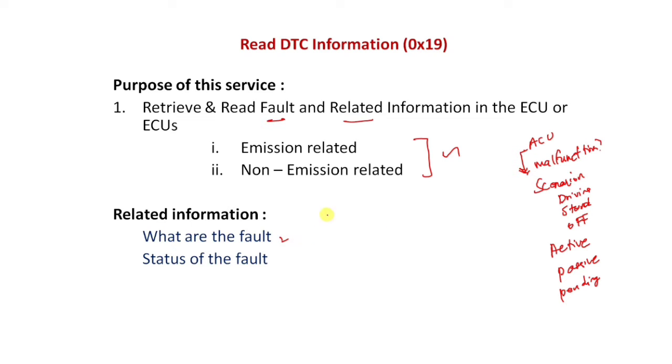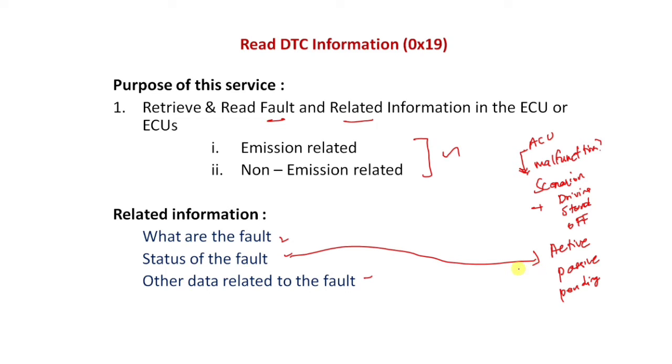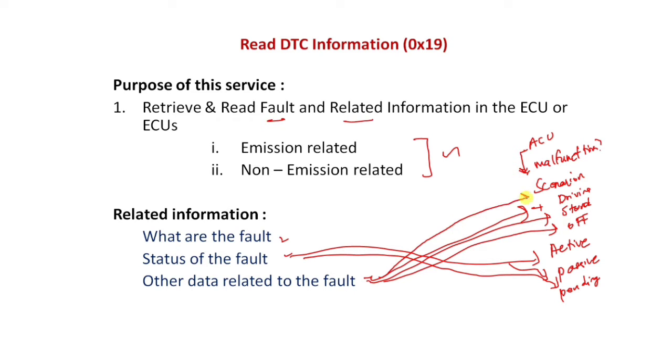Okay, so what are the different faults? Then the status of the fault, then other data related to the fault. What is other data? So these are the data. Status means whether it is active or not, active or pending, or it may become historic. Then other data means driving or standstill, or engine off, or the time of ignition start, maybe due to high power supply, there may be some fluctuation.